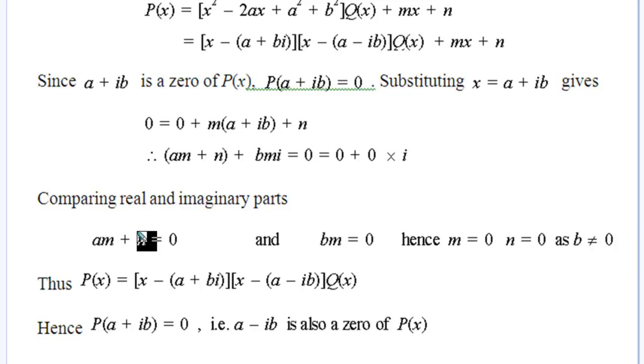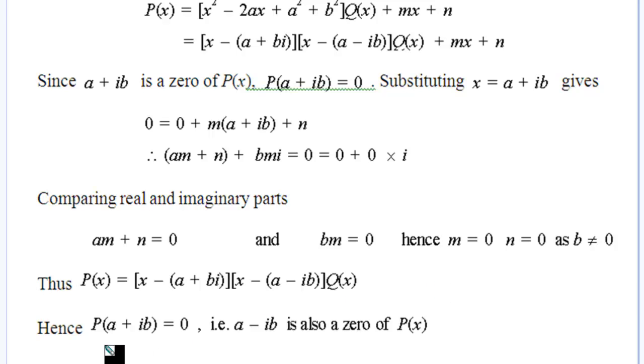So for our real and imaginary parts, am plus n would equal 0, and bm would equal 0. So hence m is equal to 0 and n is equal to 0, because b can't be equal to 0, as that wouldn't make it a complex number then. So therefore p(x) would equal (x minus (a plus bi)) times (x minus (a minus ib)) times something, with no remainder.